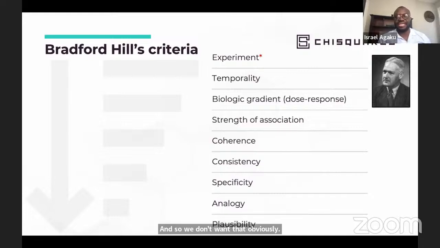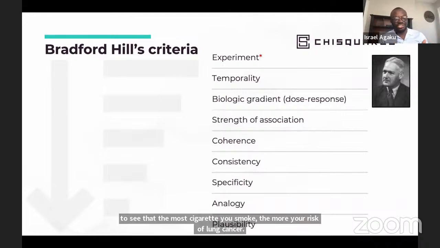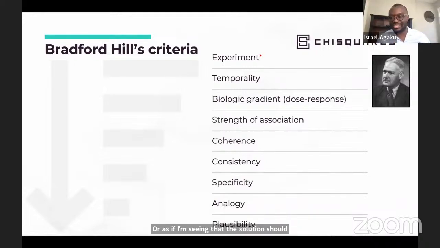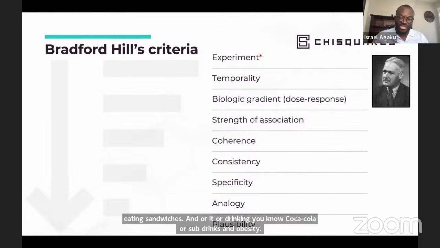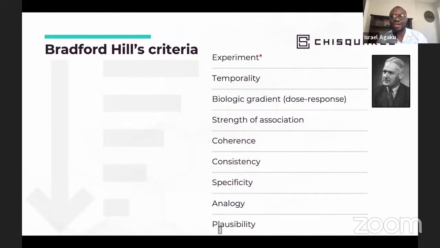Biologic gradient means that there is a dose response. So that means that if I am saying that there's a relationship between smoking and lung cancer, I expect to see that the more cigarettes you smoke, the higher your risk of lung cancer. Or if I'm saying that there's a relationship between drinking Coca-Cola or soft drinks and obesity, I will expect that the more drinks you take, the more obese you are. So there is a dose-response relationship.